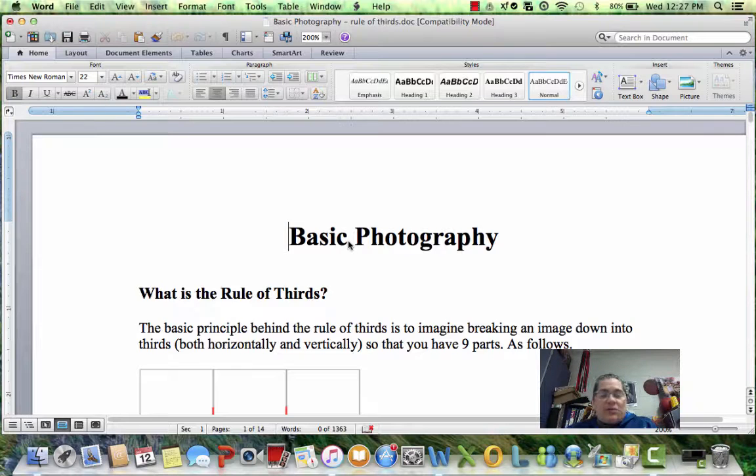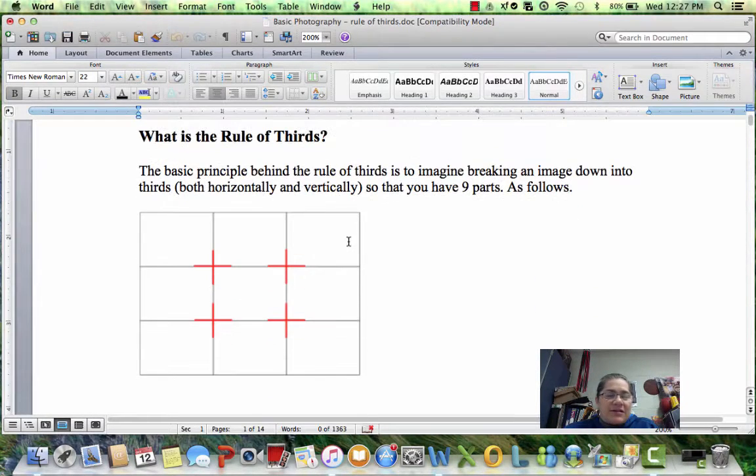A couple things when we look at the rule of thirds. So rule of thirds is just kind of like it sounds. You're breaking up a picture into thirds, both vertically and horizontally. So you can see we have this grid. A lot of different cameras, phones, and tablets will also superimpose that grid when you're looking at taking a picture, so that you can use that.